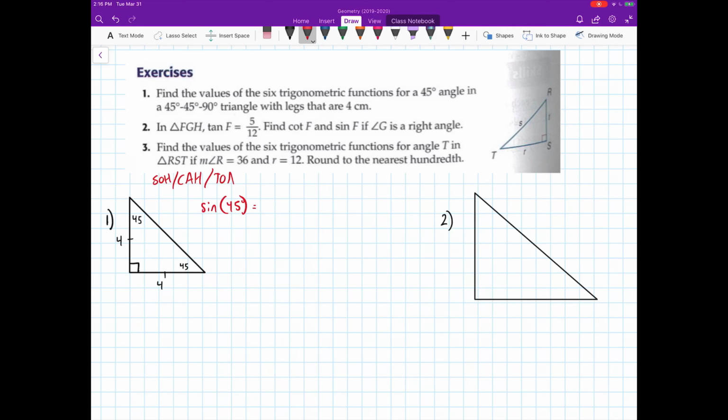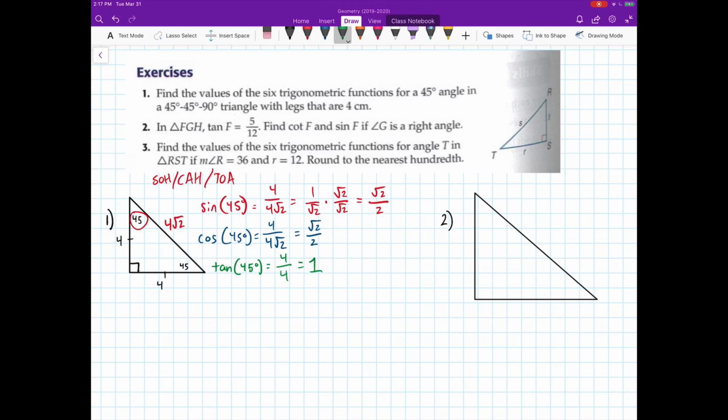Okay. Next, we have cosine of 45 degrees, right? And so that's going to be adjacent over hypotenuse, but since it's isosceles, we get the same thing. So I'm going to skip those next steps and just do root 2 over 2. All right, and then we do tangent of 45 degrees, and this is just going to be opposite over adjacent, so 4 over 4 or 1. That's nice.